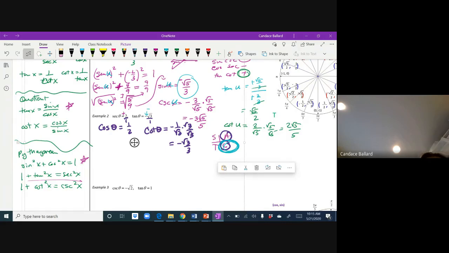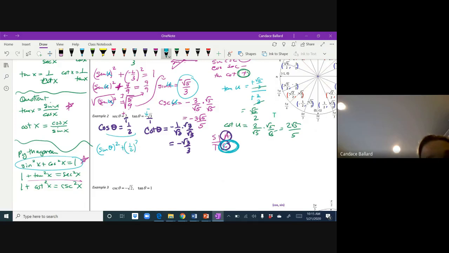Since this is a 1/2, and I'd rather work with the 1/2 than the radicals, I'm going to use this identity again. So sine of theta squared plus 1/2 squared for the cosine equals 1. So sine theta squared plus 1/4 equals 1. And instead of 1, I'm going to work smart, not hard. I'm going to turn it into 4 over 4 because I got to move the 1/4 over. So sine theta squared equals 3/4. And then I'm going to undo these squares.